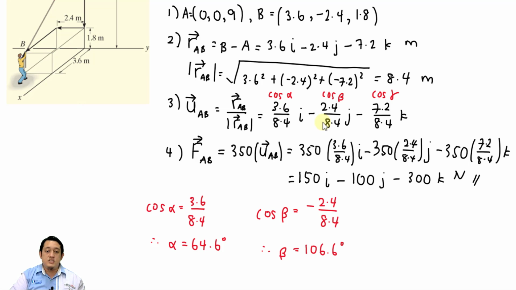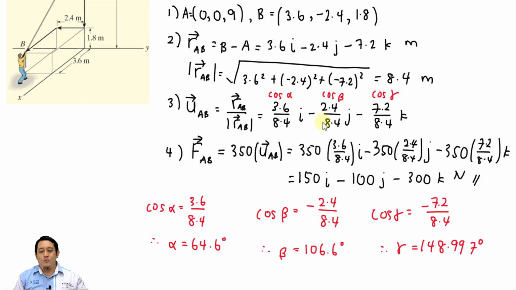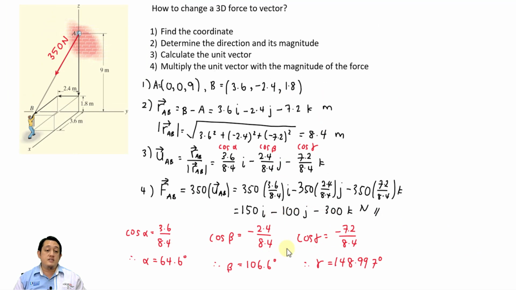Just like our cosine gamma. Cosine gamma here is equal to negative 7.2 over 8.4. Therefore, gamma is 148.9997, okay, 149 degrees. Let's refer back to this figure here.